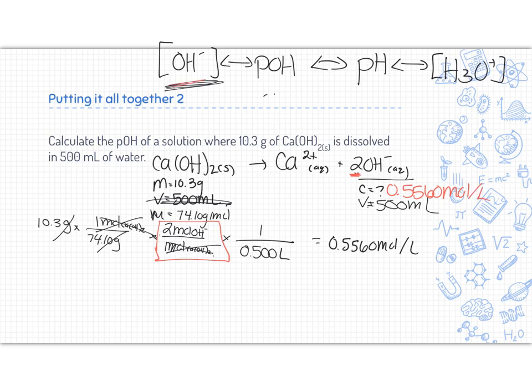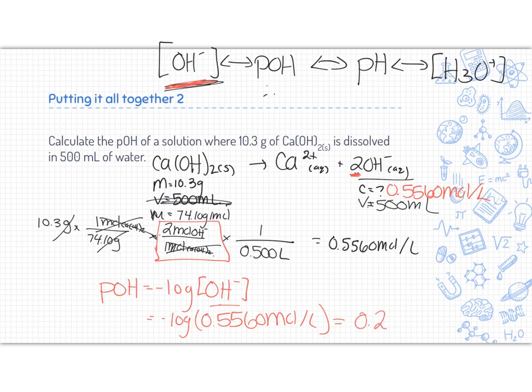Now that I have the concentration of OH minus, I can find the pOH. Negative log of that value. The square brackets just mean concentration, so you can use whatever brackets you want when you sub in a number. And that will equal a pOH of 0.255. 3 decimal places because there are 3 significant digits.